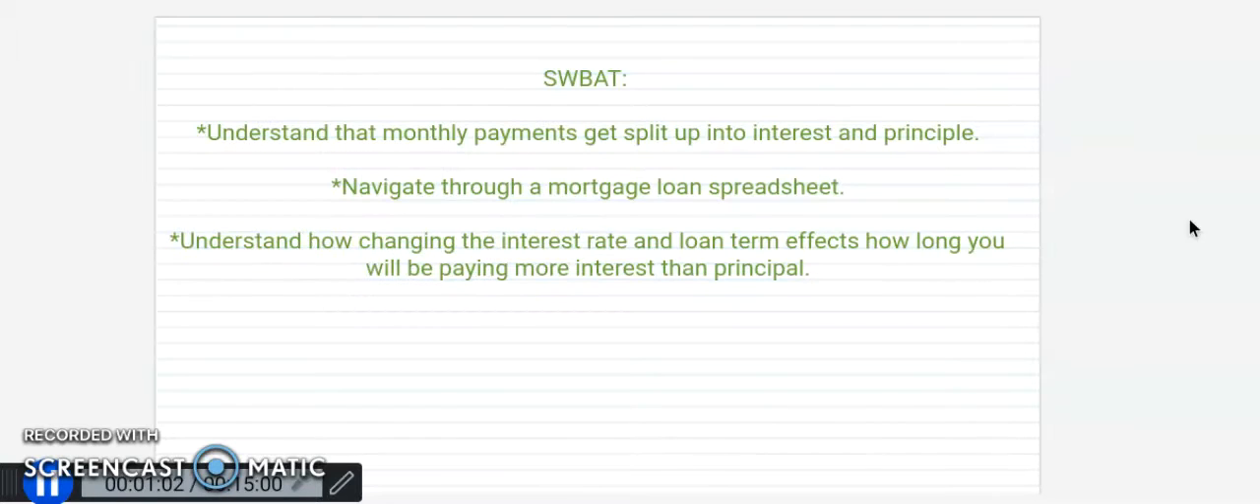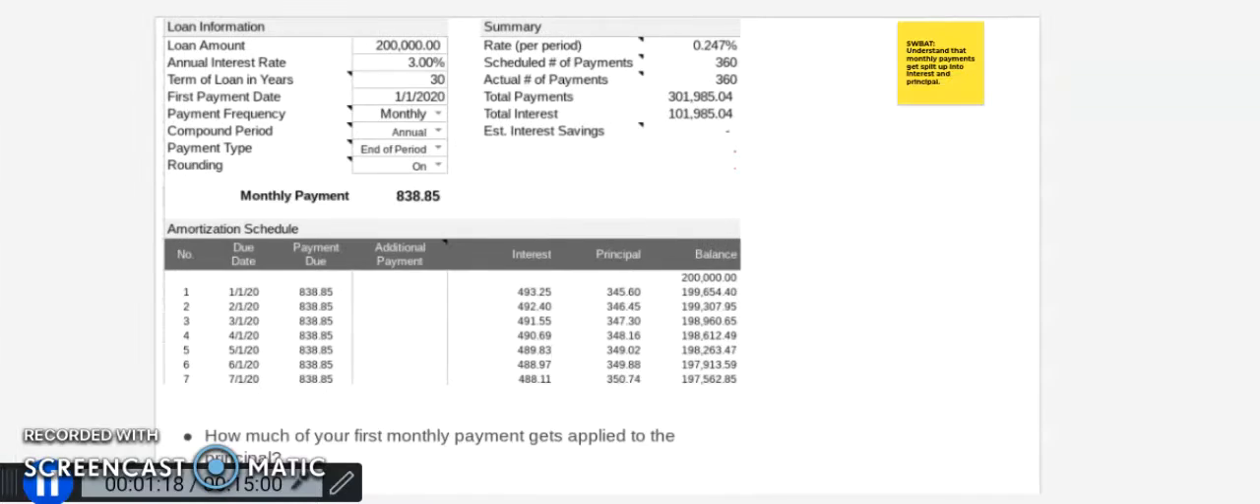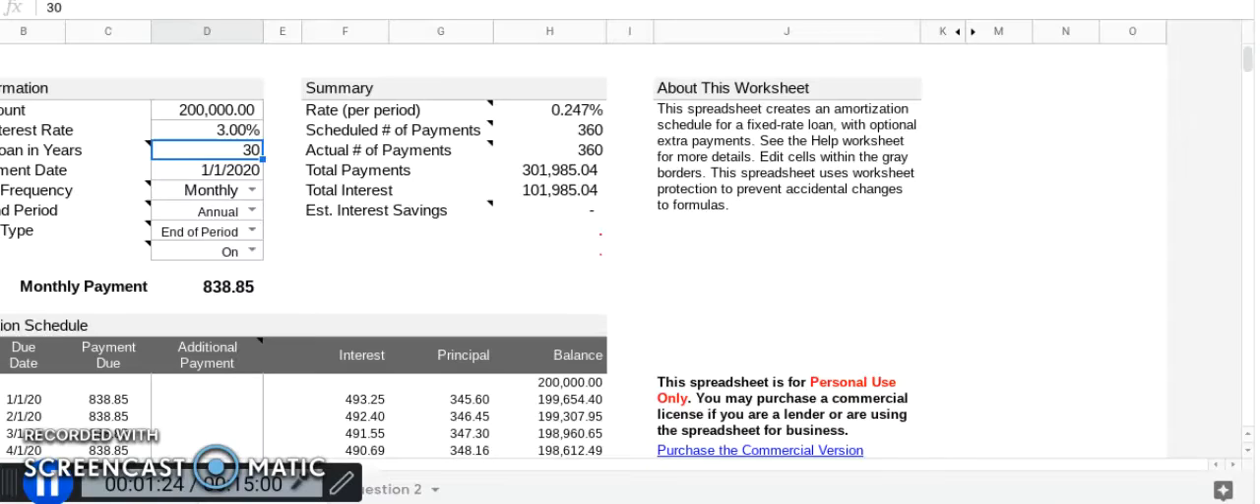So hopefully by the end of this lesson, you'll be able to understand that monthly payments get split up into interest and principal, navigate through a mortgage loan spreadsheet, and understand how changing the interest rate and loan term affects how long you will be paying more interest than principal. So this first screenshot, I actually pulled from our loan spreadsheet over here.